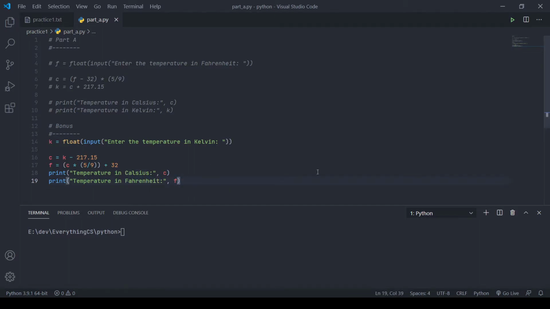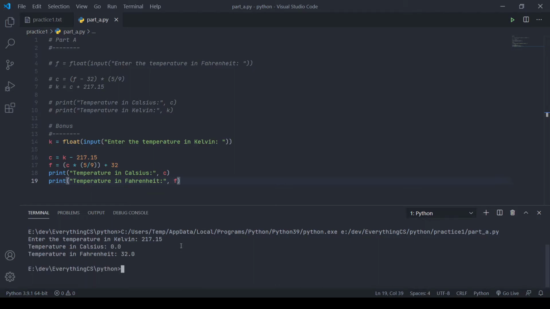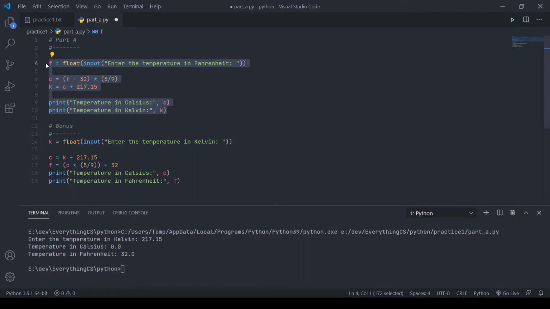Cool. So let's give it just a test case again. So we'll do 217 for the Kelvin. That should give us 0 and 32. Perfect. So if your solution gave out these outputs, I would consider it pretty successful. This was just the way that I chose to implement this problem, and I'll go ahead and uncomment these here just so you can see what my code looks like with my syntax highlighting.